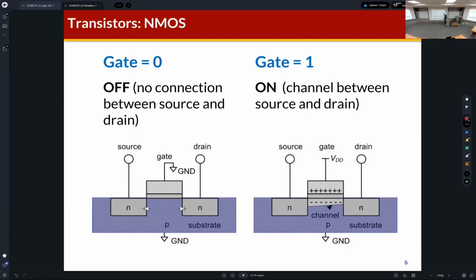But if VDD is connected to the gate, what will happen? The substrate is connected to the ground. So this is the high voltage level, and this is the ground level. So we can observe the voltage difference between gate and substrate. If we can observe the high voltage here, then this area becomes the high voltage. So we can observe the plus charge here.